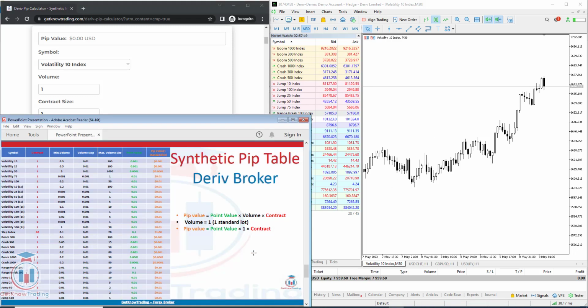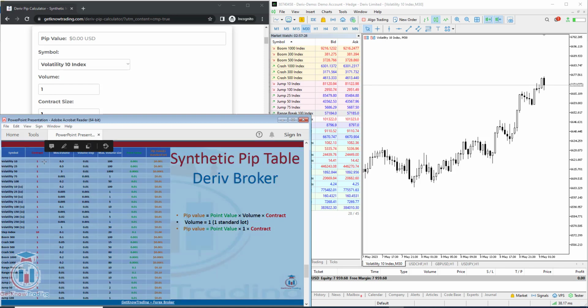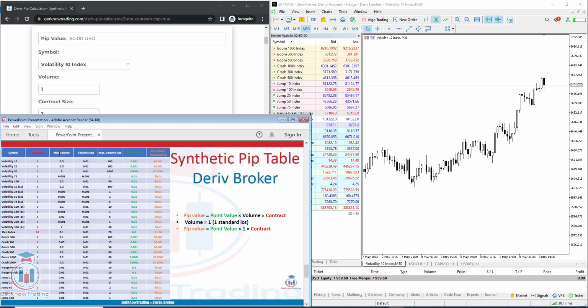Here it is, also one table where you have all details for Volatility 10. You can see that in the first row you have what is the contract size column, minimum volume, volume step, maximum volume, point value and also Pip value. So here is the formula that tells you that Pip value is equal to point value multiplied with the volume multiplied with the contract, where the volume for 1 pip is always 1, which is a 1 standard lot.